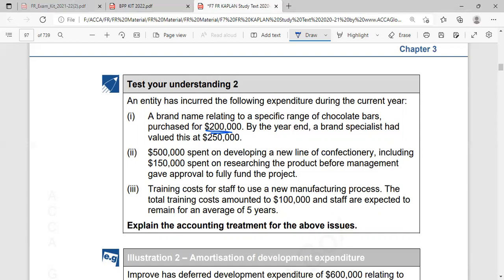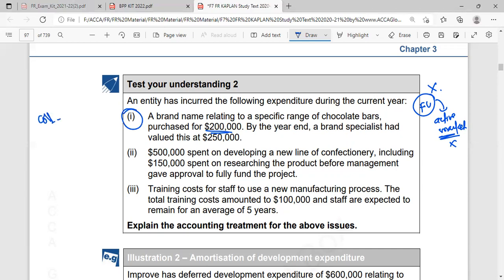Coming to the revaluation model: if you want to apply it, you need to calculate the fair value of the asset, and the fair value is taken from the active market. But for the brand, is a separate active market available? Not available. Generally for intangibles, an active market is not available. So revaluation is not applied, and we have to apply the cost model only.